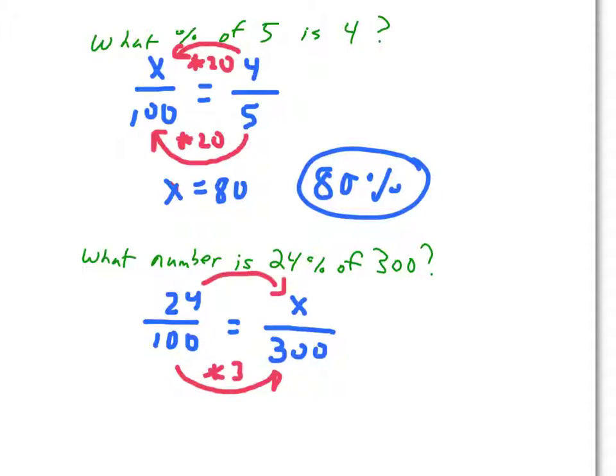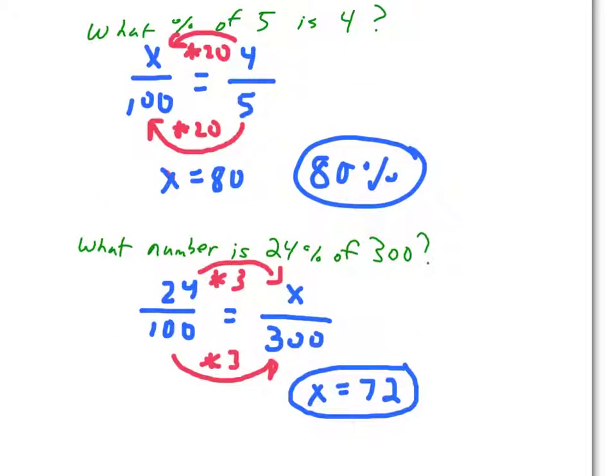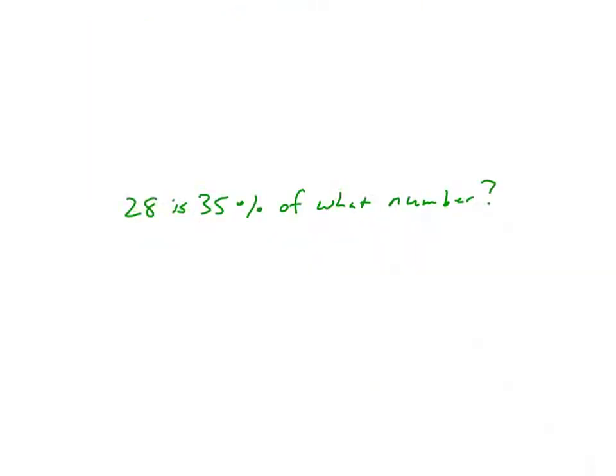So we get 24 times 3, so x is going to end up equaling 72. This time we're not going to turn it into a percent because it's an amount, so make sure we tend to that detail. I think that's the end of that page. Let's go to the next page.